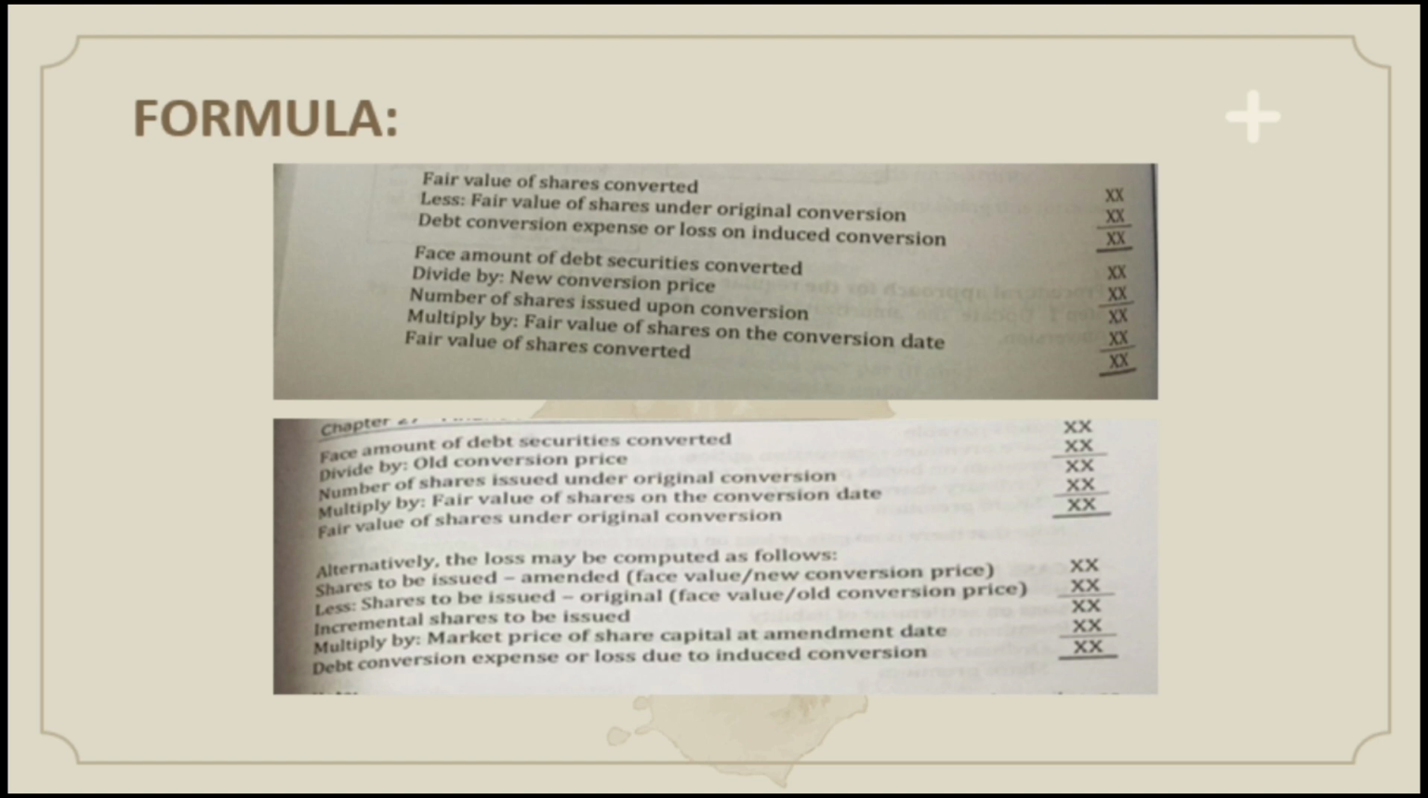And then, to get the fair value of shares under original conversion, we take the face amount of debt securities converted, divide it by the old conversion price, giving the number of shares issued under original conversion, and then we multiply it by the fair value of shares on the conversion date, and that gives us the fair value of shares under original conversion. Let us take note that the new conversion price must be lower than the old conversion price so that the bondholders will be encouraged or induced to convert their bonds. So, this will result in a loss due to induced conversion but not a gain on induced conversion.